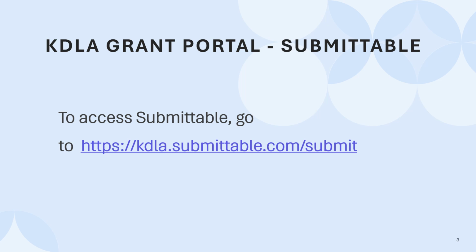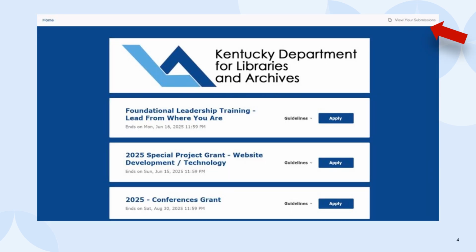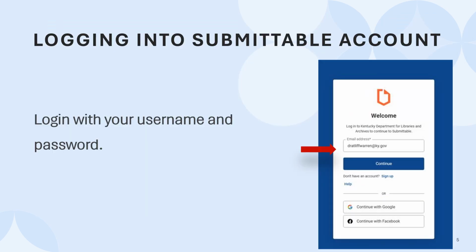https://kdla.submittable.com/submit. Once you reach the KDLA grant portal, you'll need to click on View Your Submissions at the top right of your screen to log into your account and the dashboard. Submittable works like most applications. You'll need to enter your username and password information to log into your account, and the username should be your work email.